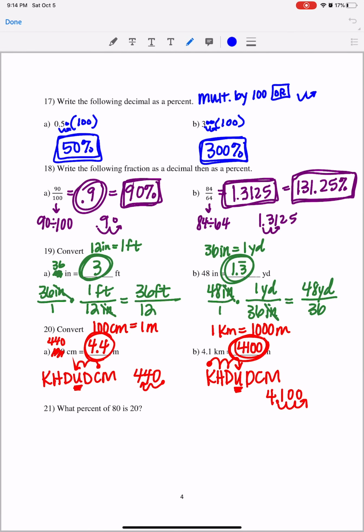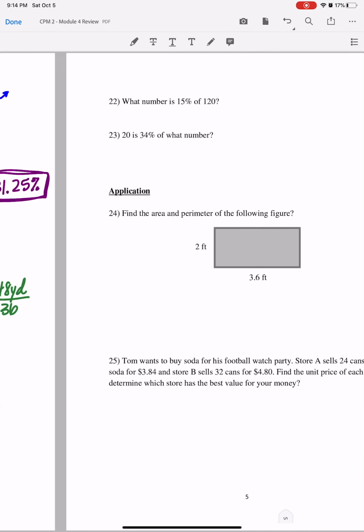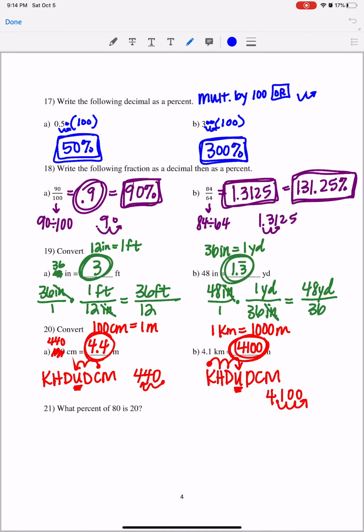Okay, then 21, what percent of 80 is 20? So I'm going to show you, let me see actually. Okay, we've got 3 like this. I'm going to show you this one here by an equation. Yeah, I'll do it both ways.